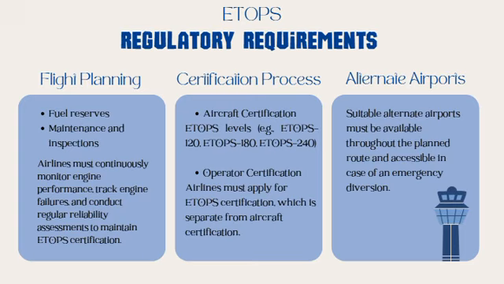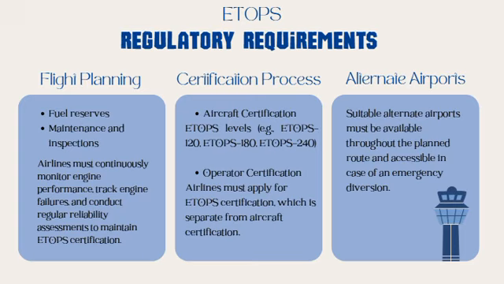Then, the certification process. First, aircraft certification. Regulatory bodies like the FAA, the Federal Aviation Administration, and the EASA, the European Union Aviation Safety Agency, certify aircraft models for a specific ETOPS level, for example, ETOPS 120 or ETOPS 180. Each level specifies the maximum allowable diversion time from a suitable alternate airport. The aircraft must demonstrate high engine reliability over extensive testing, with dual engine failure incidents required to be extremely rare.